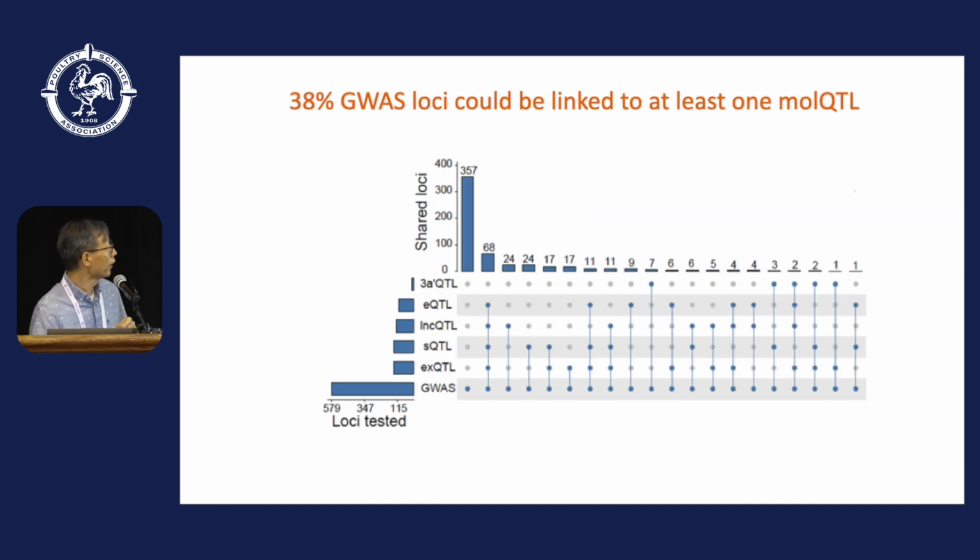In general, we find only 30 to 80% of the GWAS loci could be linked to at least one of the molecular QTLs. As you can see, most of these are not linked to any of those QTLs, indicating there are different molecular mechanisms that affect the complex traits. Secondly, we still need more data in order to identify those expression QTLs.